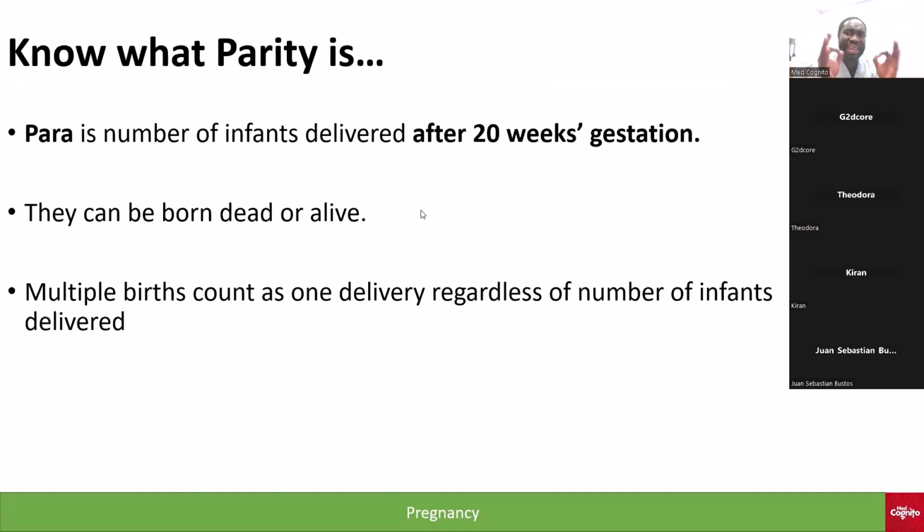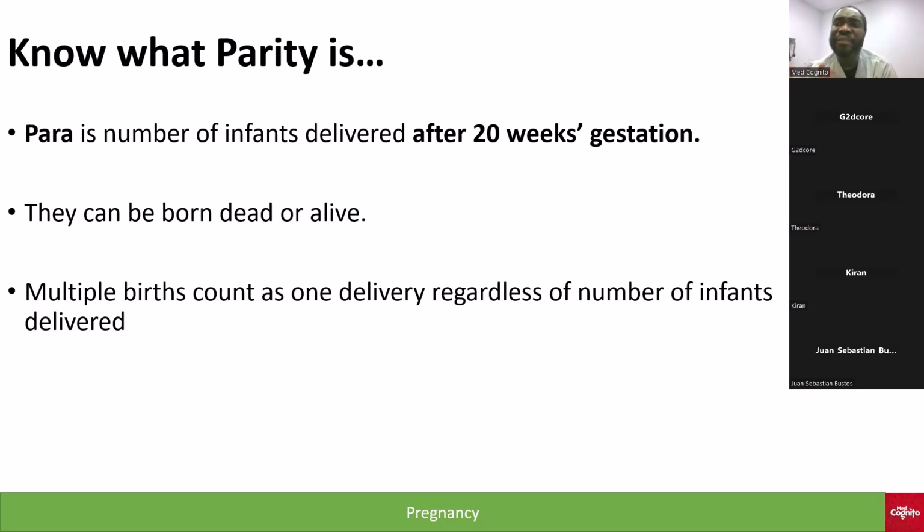Another definition we also have to learn is what we call parity. Para is the number of infants which are delivered after 20 weeks. After 20 weeks, that's parity. And whether they are born dead or alive, so far as they are born after 20 weeks, you add them to the parity.